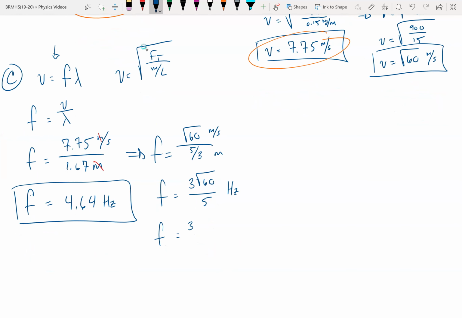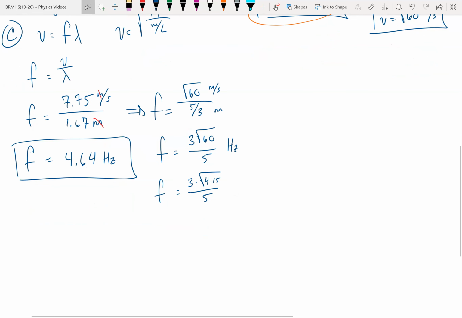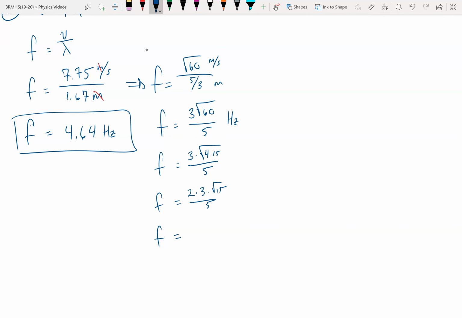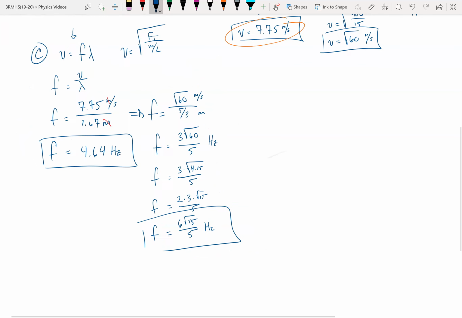So this is the same as 3 times square root 4 times 15 over 5, right? See what's happening here? So I'm going to take the square root of 4, which is 2. So I have 2 times 3 times square root 15 over 5. So the frequency is also 6 square roots of 15 over 5, and that's in hertz. I can always double check that in my calculator, make sure I'm not going nuts, and see if that is the same. 4.64 is what I get again. Okay, so there's part C.